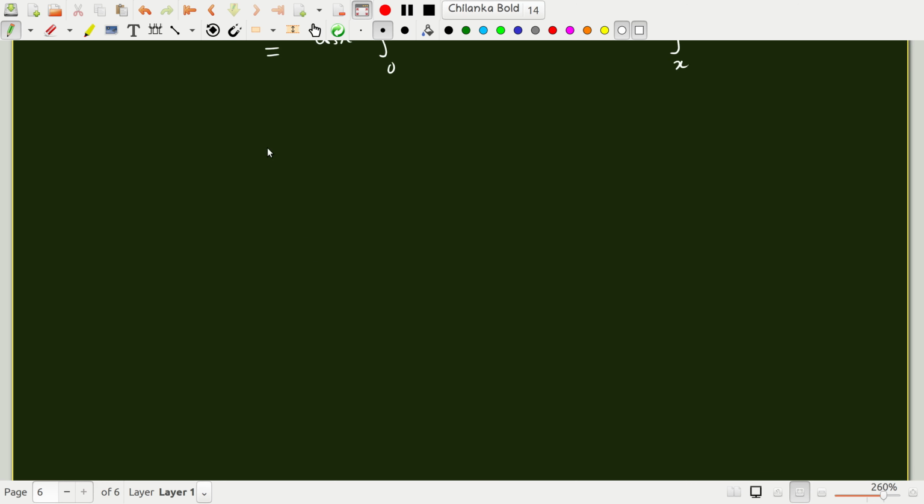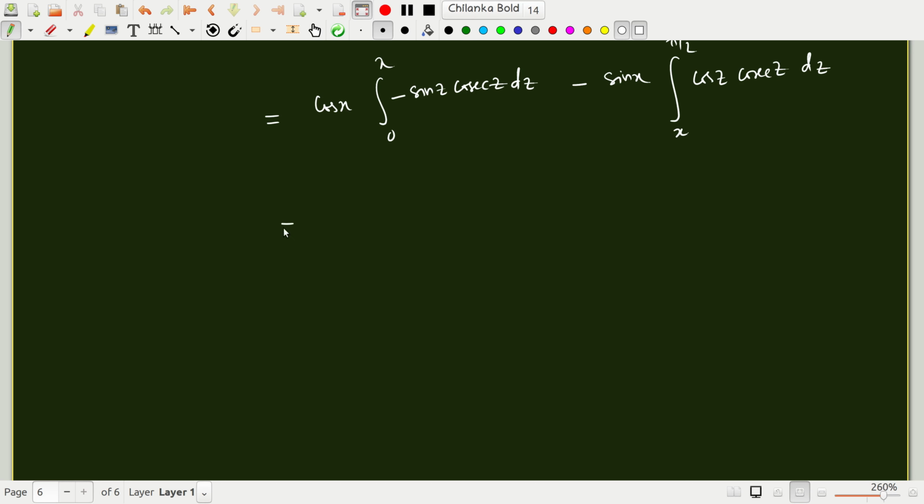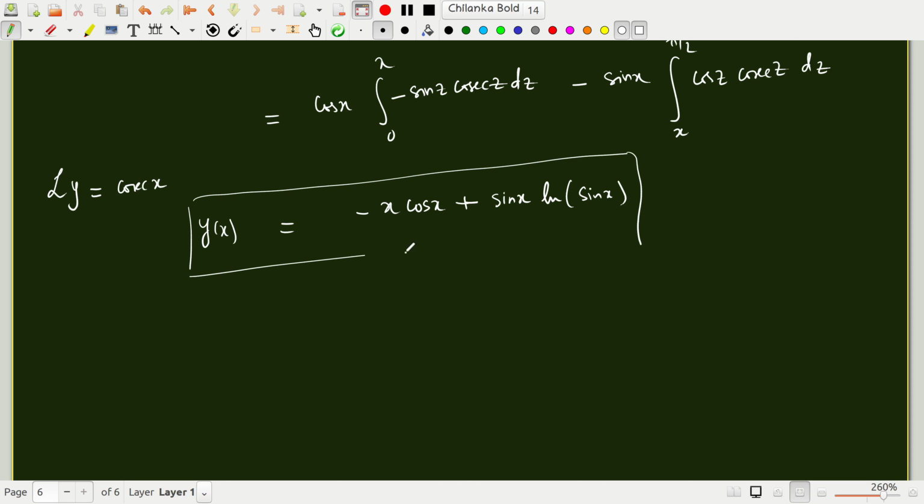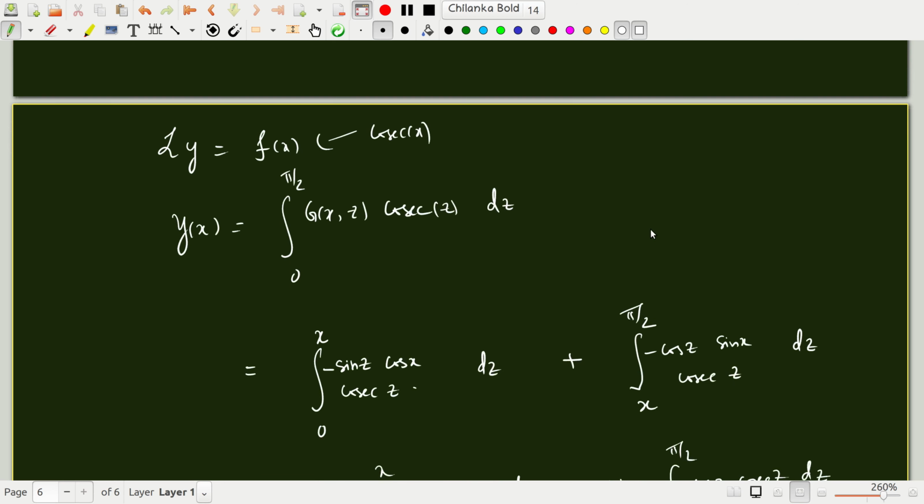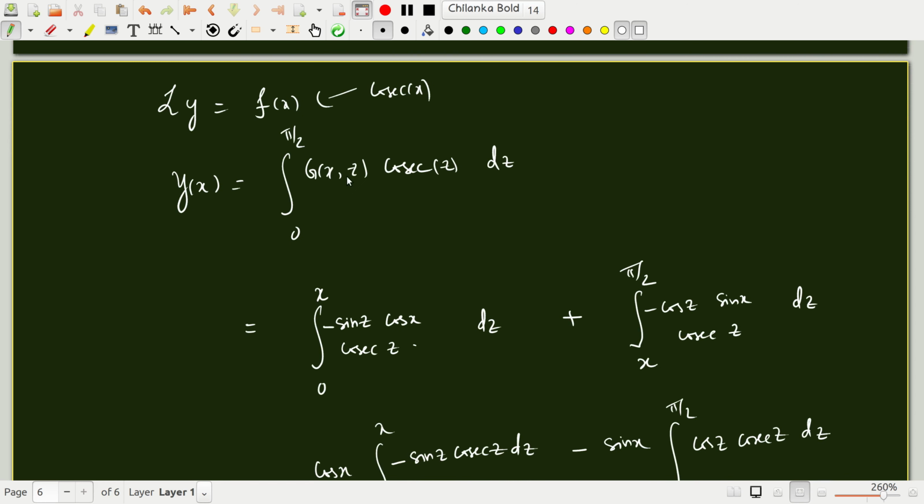For this particular case, if you do the integral, you will get minus x cos x plus sin x ln of sin x. This is the solution to y of x for the original problem, Ly equal to cosecant of x, using the Green's function method. You first solve for the Green's function, and then you substitute it, and the general solution has this f of z. In this particular case, f of z is cosecant of z.